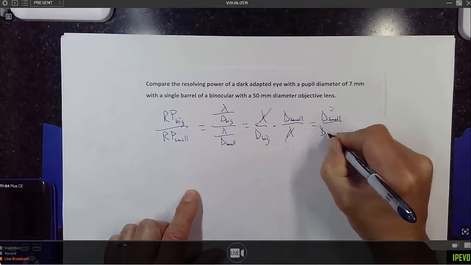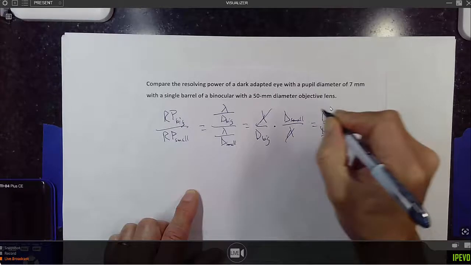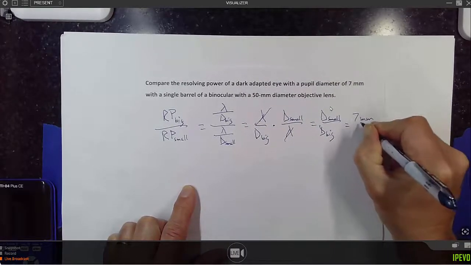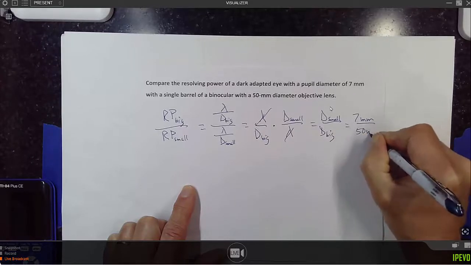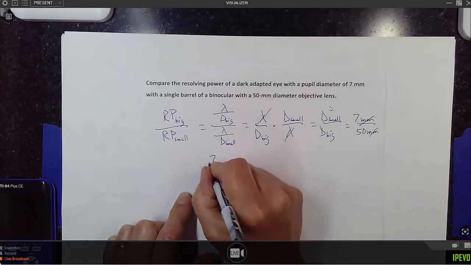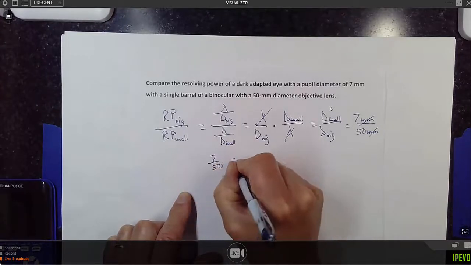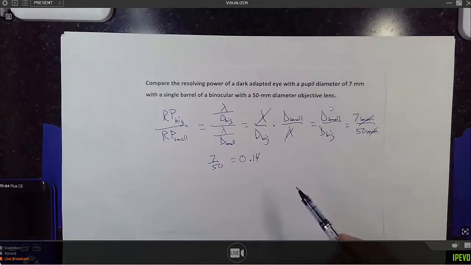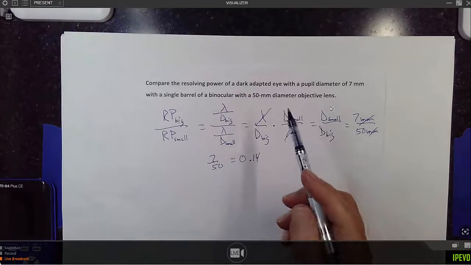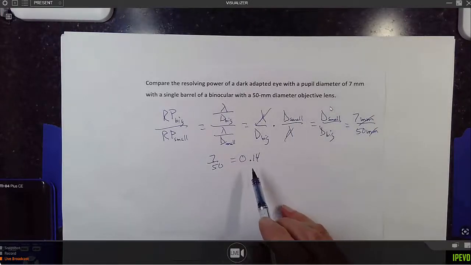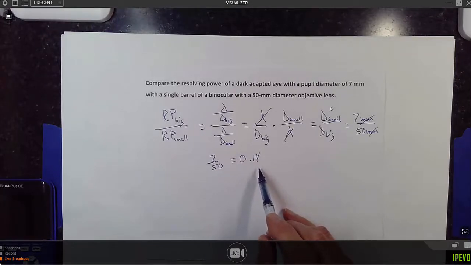And I just get the diameter of the small over that of the big, which is 7 millimeters over 50 millimeters. And the millimeters divide out, and you get 7/50, or 0.14. And that tells me that whatever angle the pupil of the eye can resolve, the binoculars will be able to resolve an angle that's only 0.14 times that.